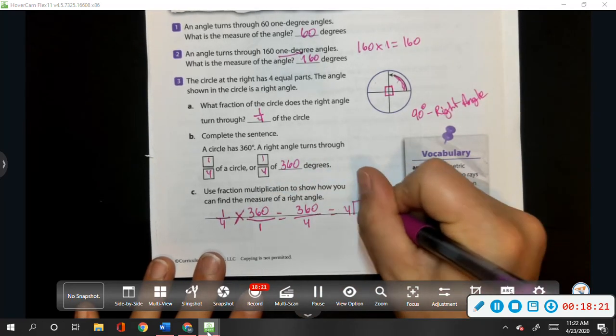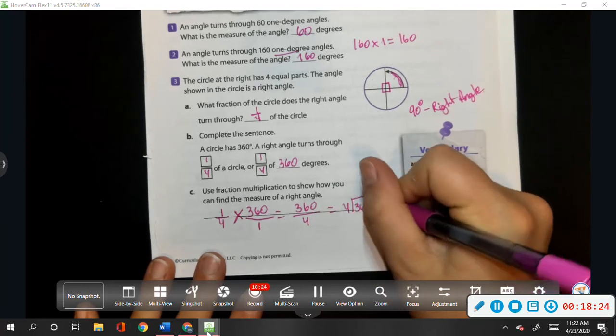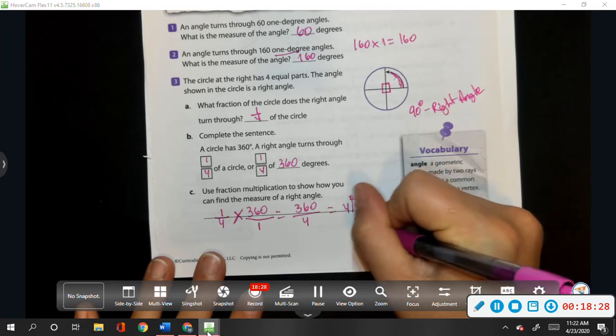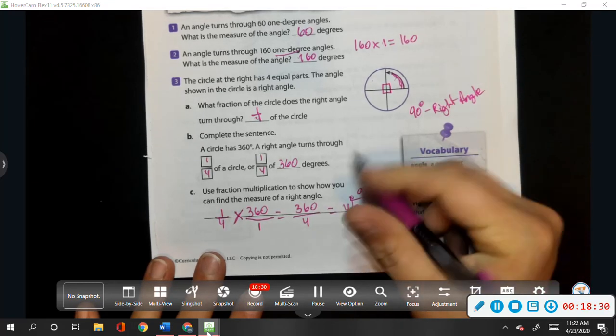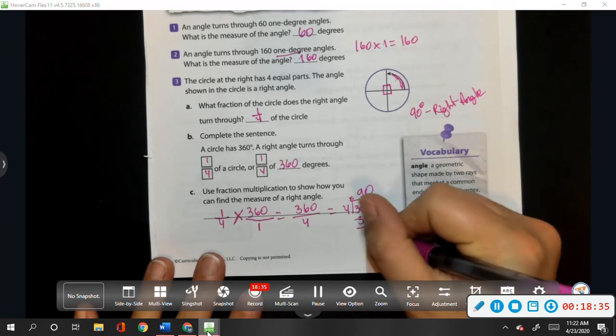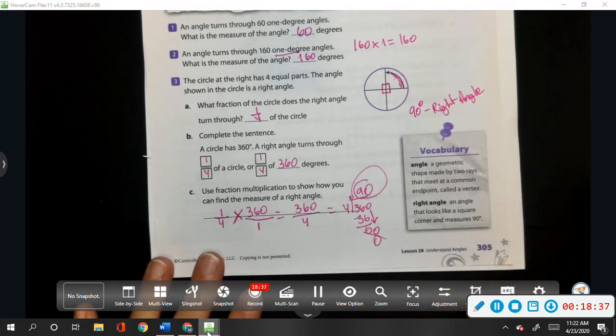4 divided by 360. 4 goes into 36 9 times. 9 times 4 is 36. We subtract it out, bring down the 0. 4 goes into 0 0 times. And that cancels each other out. And our answer is 90 degrees.